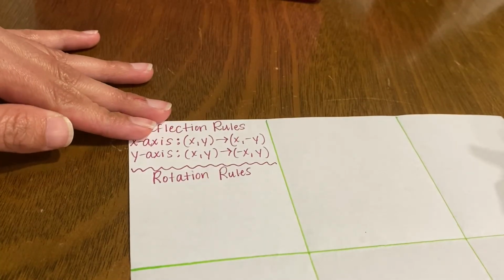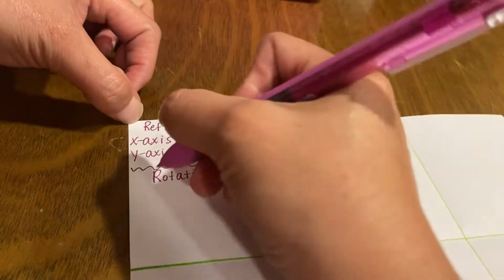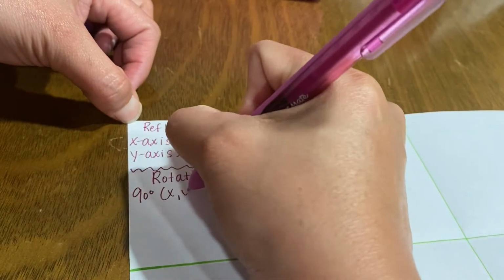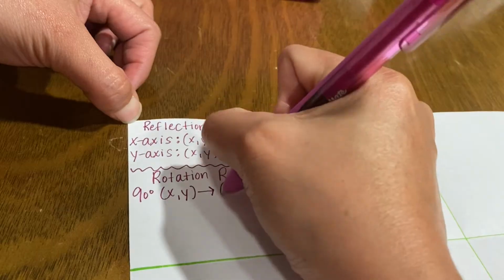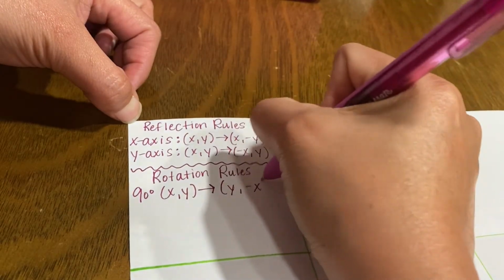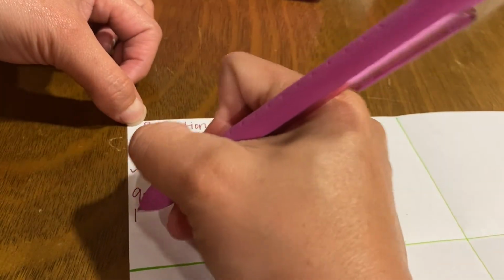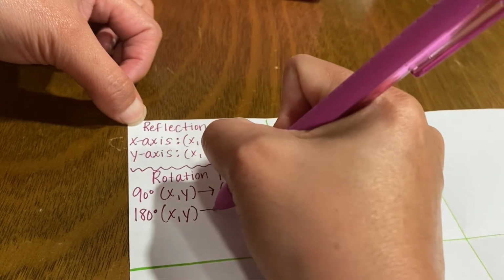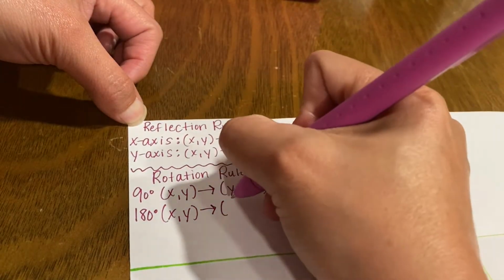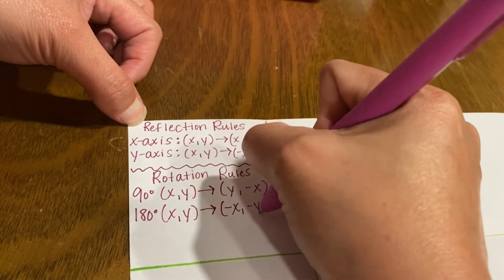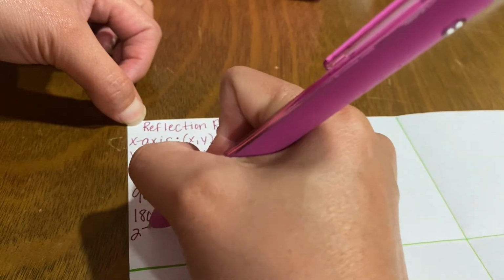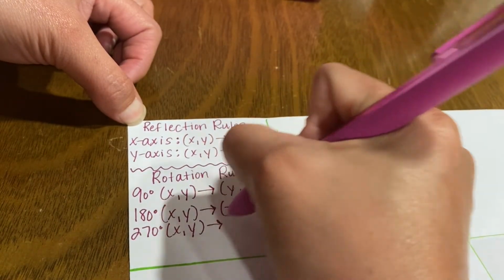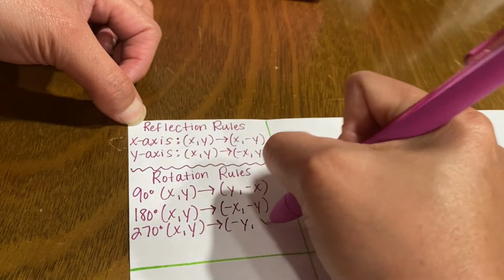Okay, so for our rotation rules, we're gonna start with our 90-degree rotation, which is xy goes to y negative x. Then our 180-degree rotation, which is xy goes to negative x negative y. And finally, our 270-degree rotation. xy goes to negative y x.